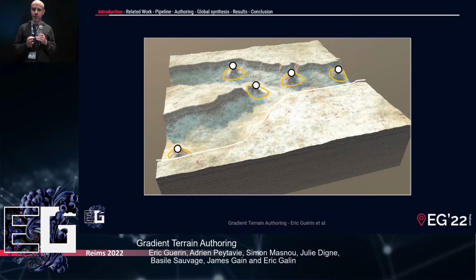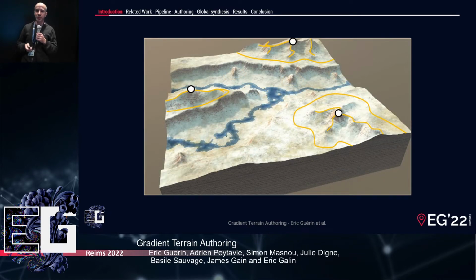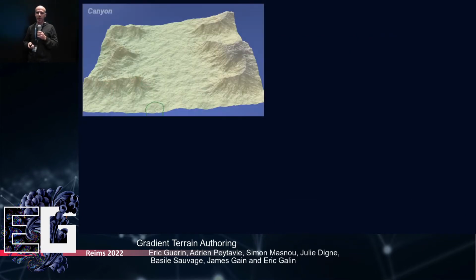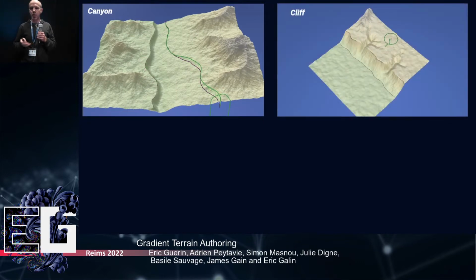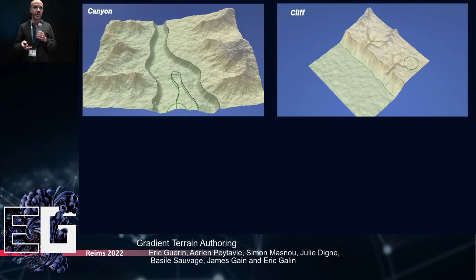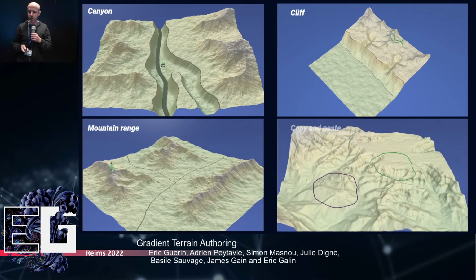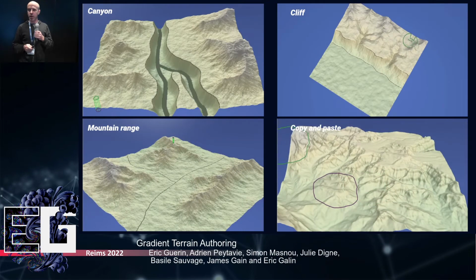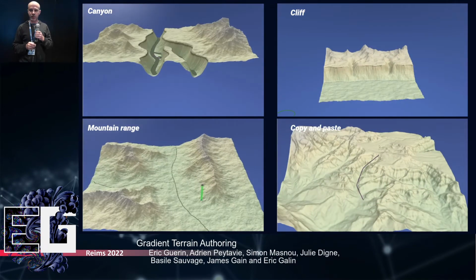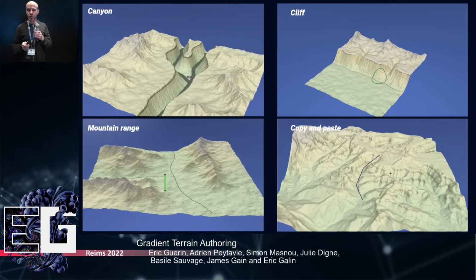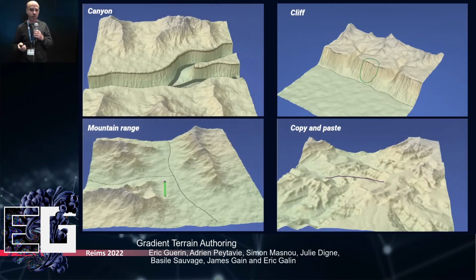User control is central in this framework, as you can see and as you will see in the presentation. So let's start with a few examples of user interaction. Here are some examples of user editing sessions. The users effortlessly created a canyon, a cliff, and a mountain range, as you can see. And it also supports seamless copy and paste standard operations.